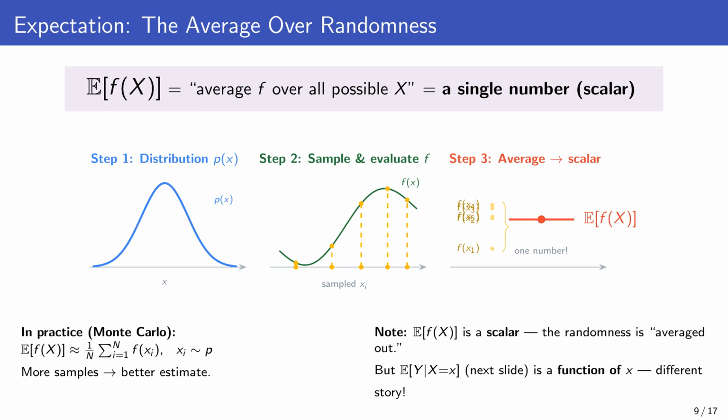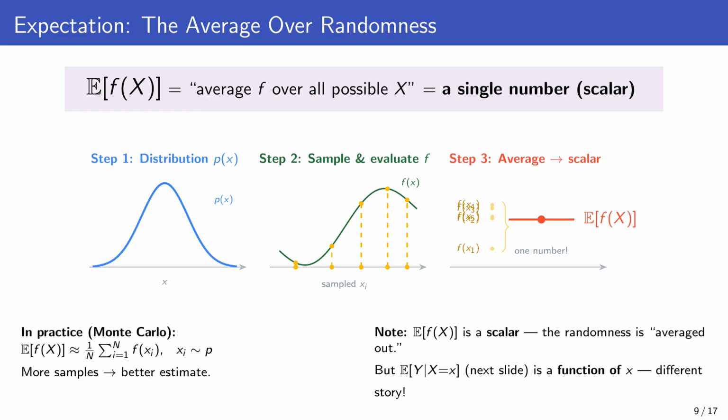Step 1. We have a probability distribution p of x. In this picture, it is a Gaussian. This tells us which values of x are likely and which are rare. Step 2. We have a deterministic function f. There is nothing random about f itself. Given any specific x, f of x is a definite number. The randomness comes entirely from x, which is drawn from p.